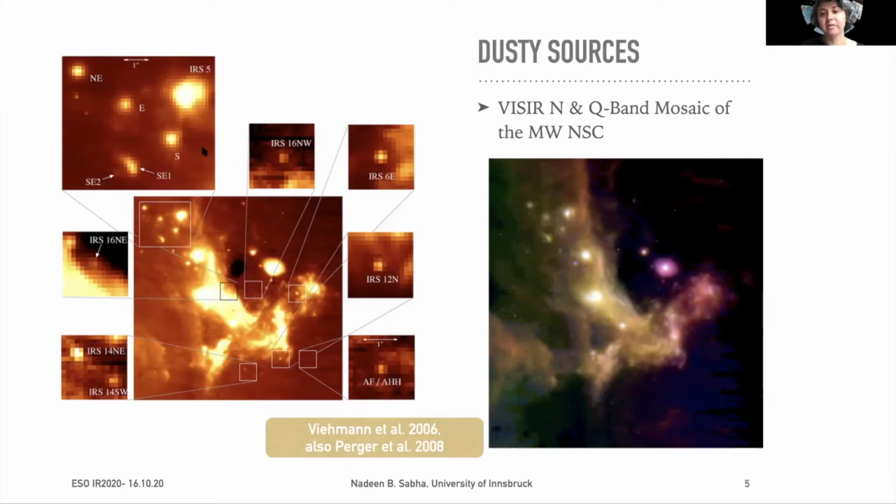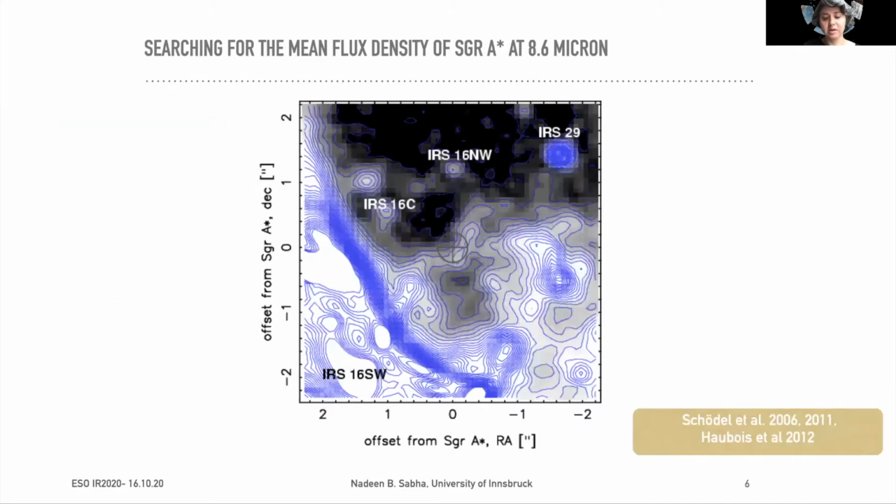And of course, at the heart of this cluster is the position of Sagittarius A star, for which, as you have heard from Reiner's talk, the emission longward of 5 microns cannot be detected, and only upper limits exist so far. And this is due to the complicating presence of the diffuse emission and dust very close to the position of Sagittarius A star, which complicates finding a point source at this position.